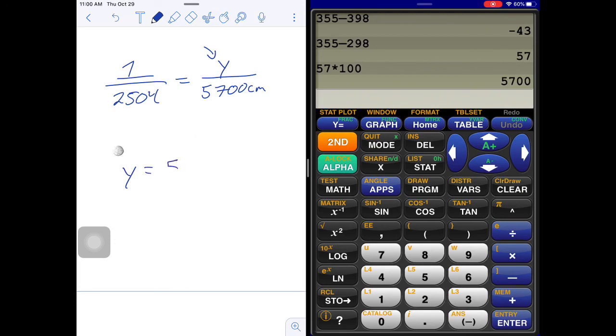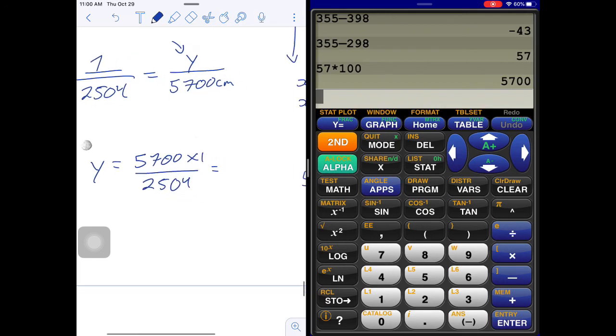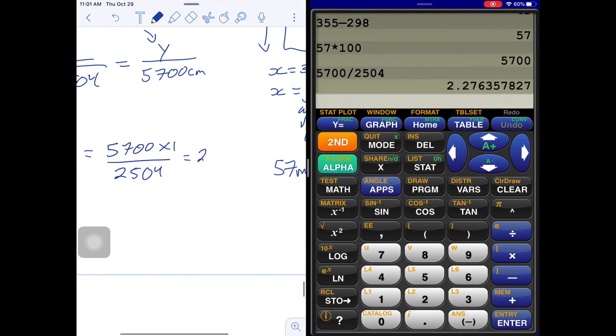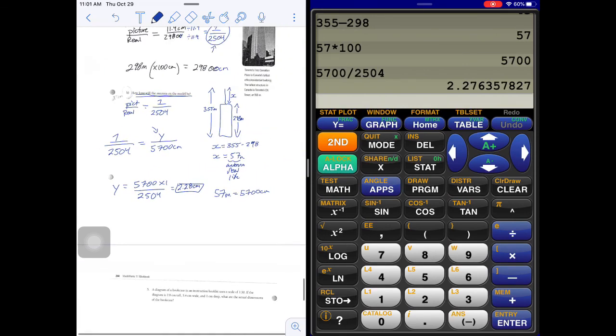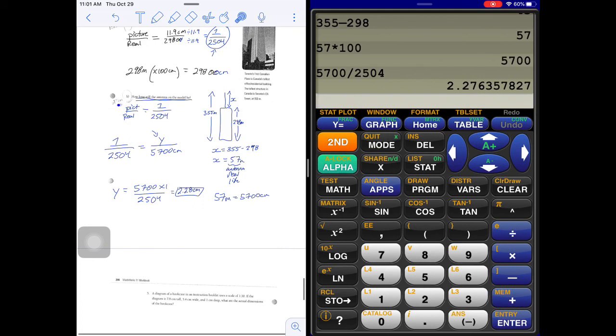So I will get 5,700 centimeters times 1, dividing by 2,504. So let's see what that gives me. So that will give me 2.28 centimeters. So that's how big I should make it in my drawing. And you can see we were able to get that answer. Awesome.